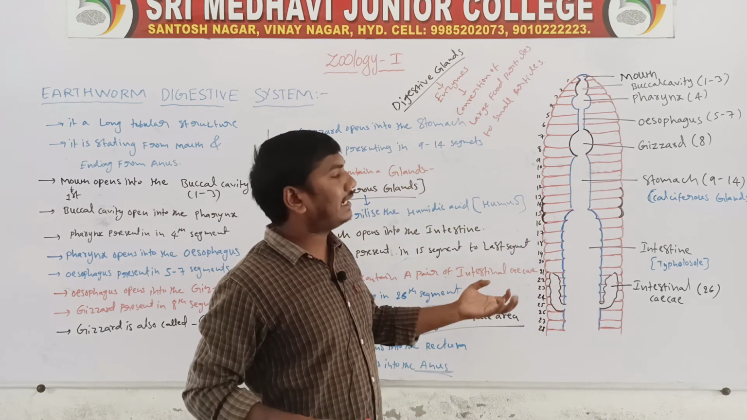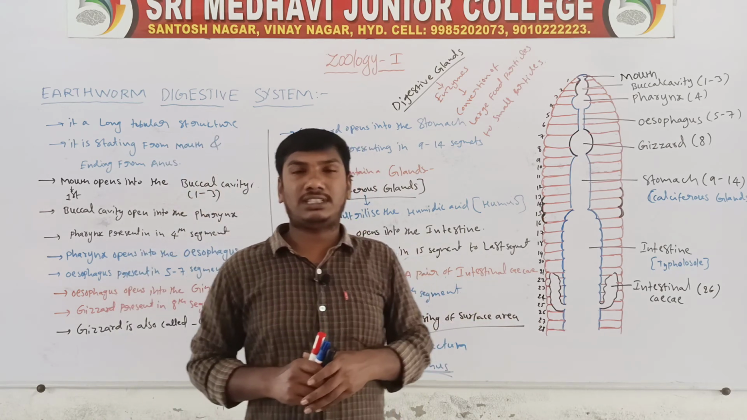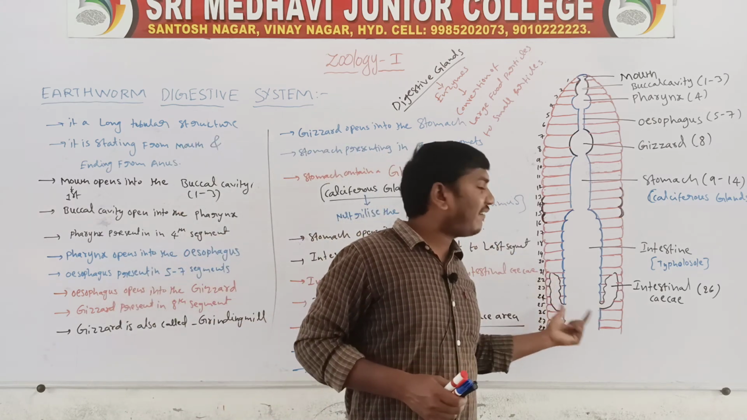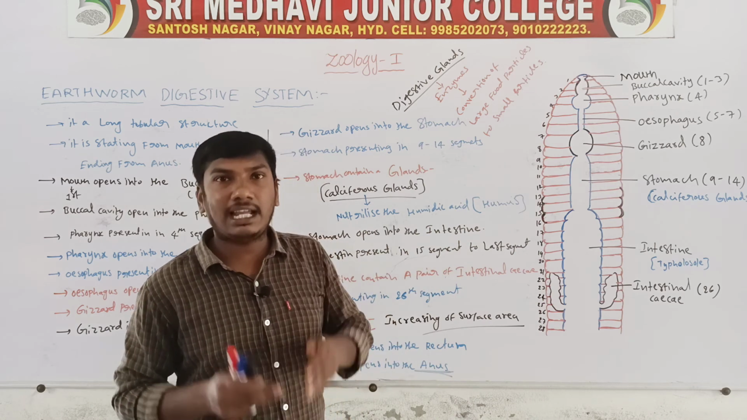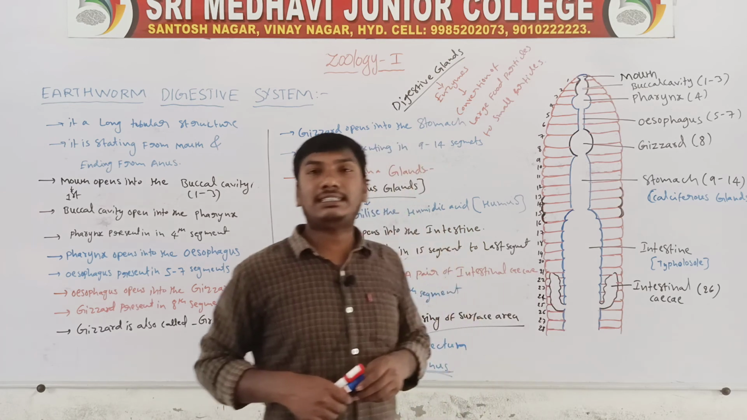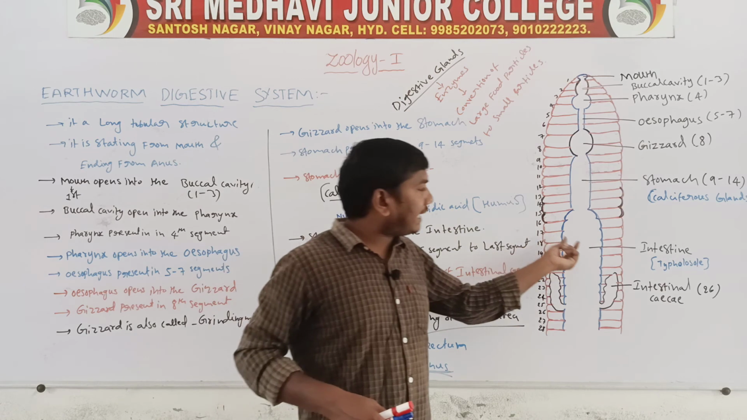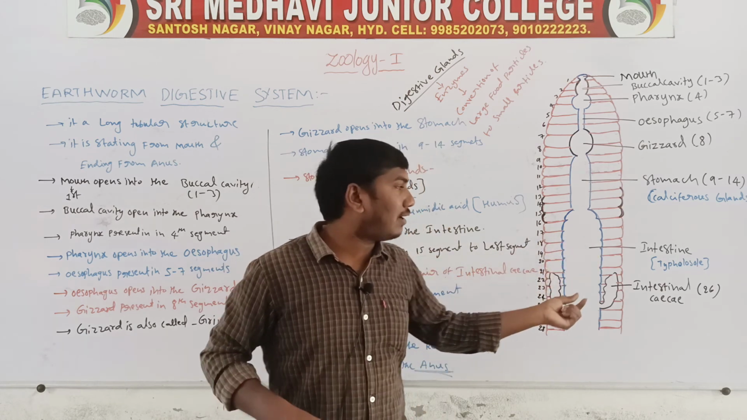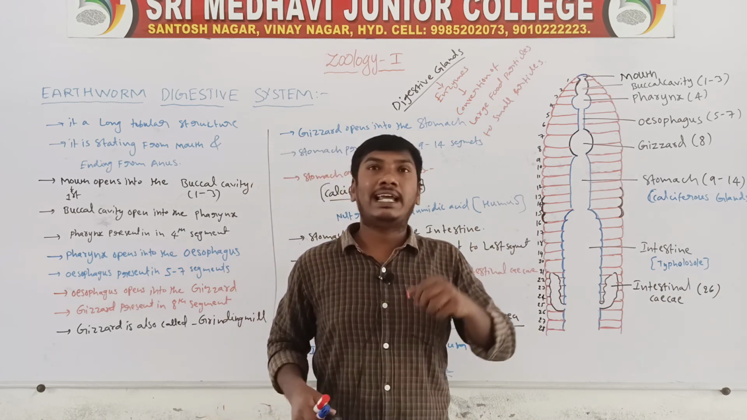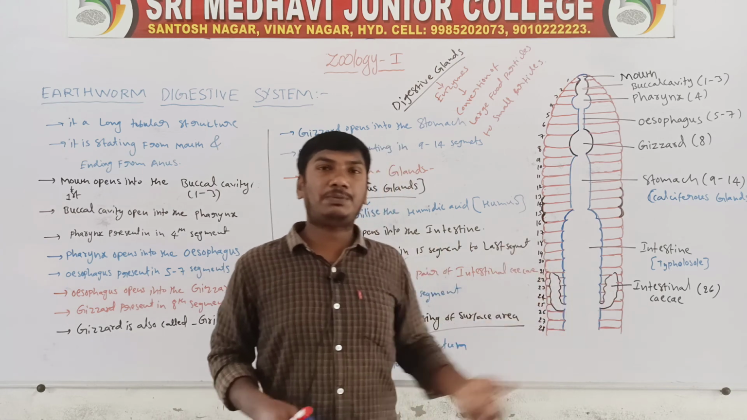The stomach opens into the intestine, which extends from the 15th segment to the last segment. The intestine contains a pair of intestinal caecae, present on the 26th segment. The intestine also contains a folded membrane called the typhlosole, whose function is increasing the absorption area.